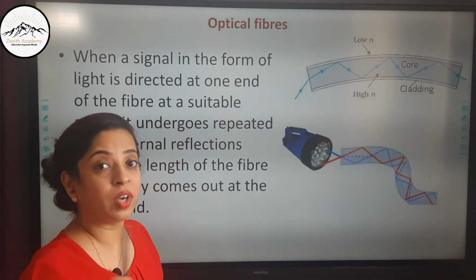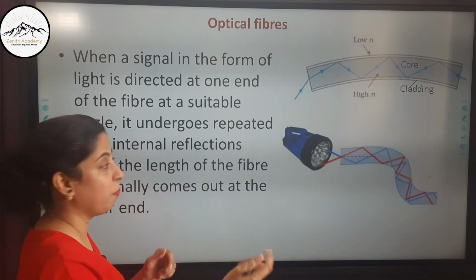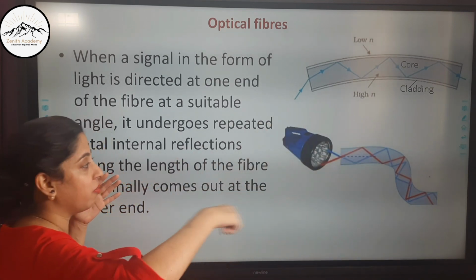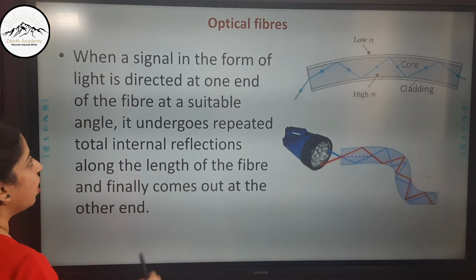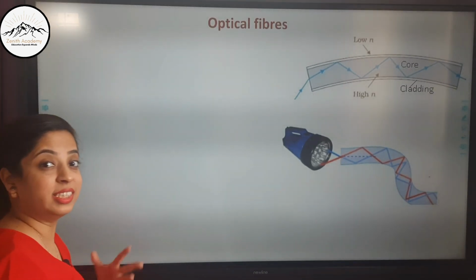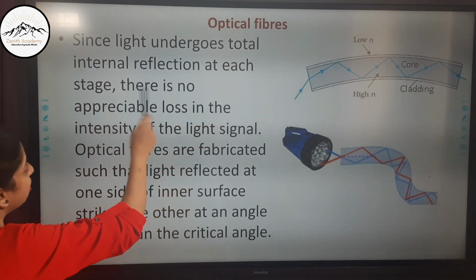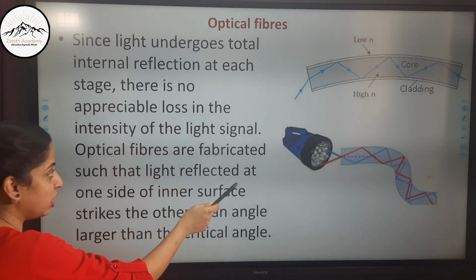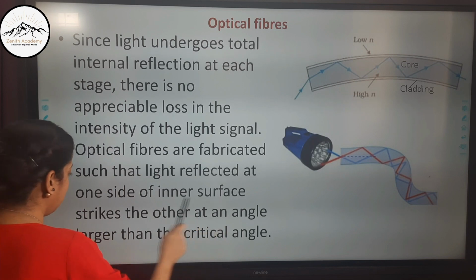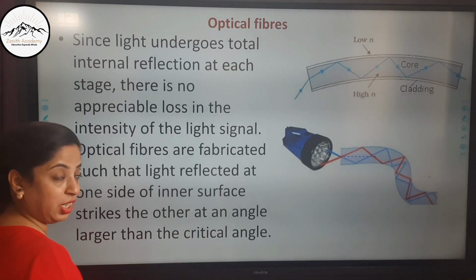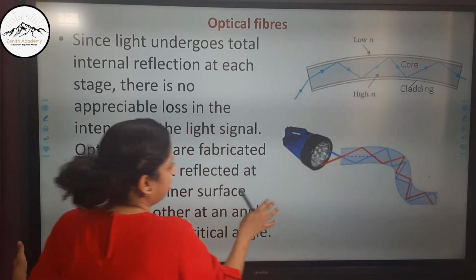and since we know that no transmission takes place or no wastage of energy takes place, the intensity will be the same. So even after many total internal reflections, when it comes out, it has the same intensity, no energy is wasted. That is why optical fibers are used to transmit these signals over very long distances. Since light undergoes total internal reflection at each stage, there is no appreciable loss in the intensity of the light signal, and optical fibers are fabricated such that light reflected at one side of the inner surface strikes the other at an angle larger than the critical angle. So this surface also has to be more than the critical angle, everywhere.